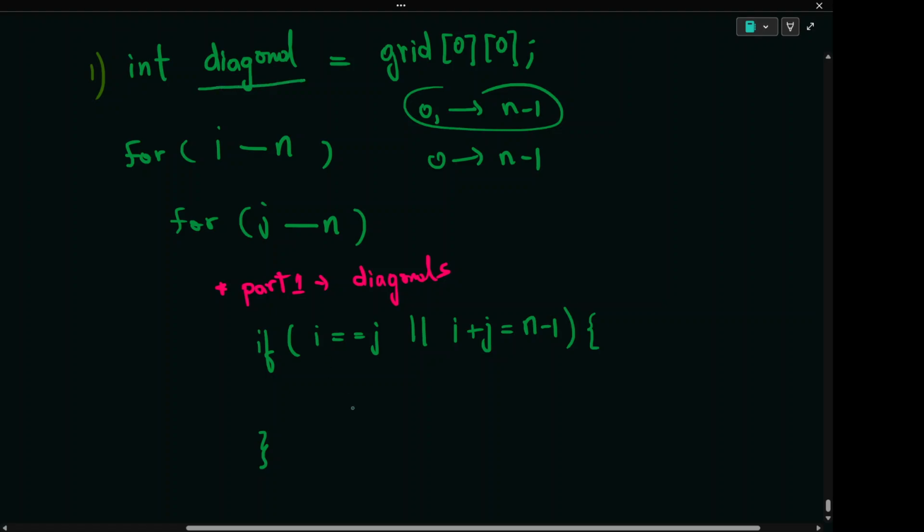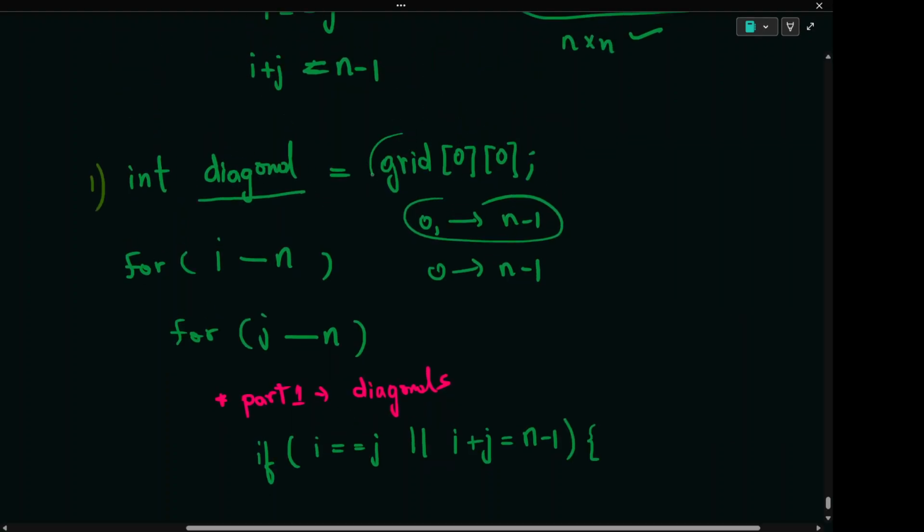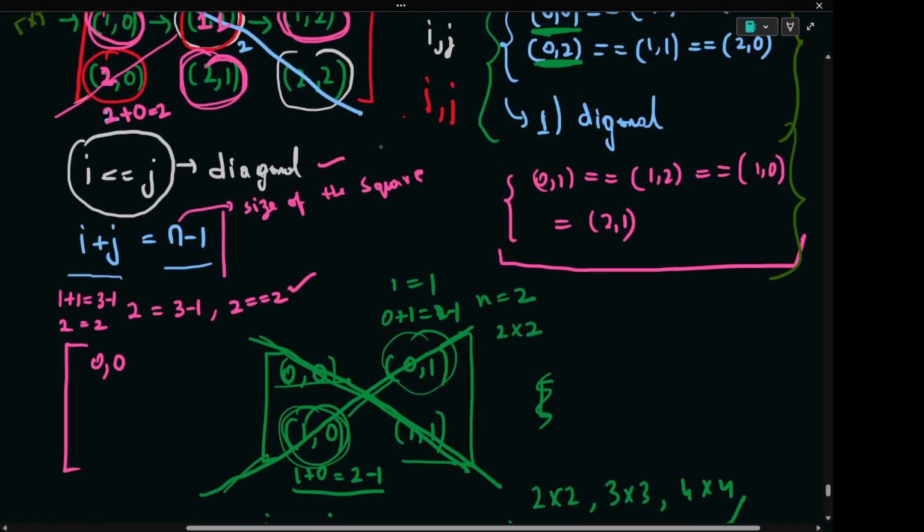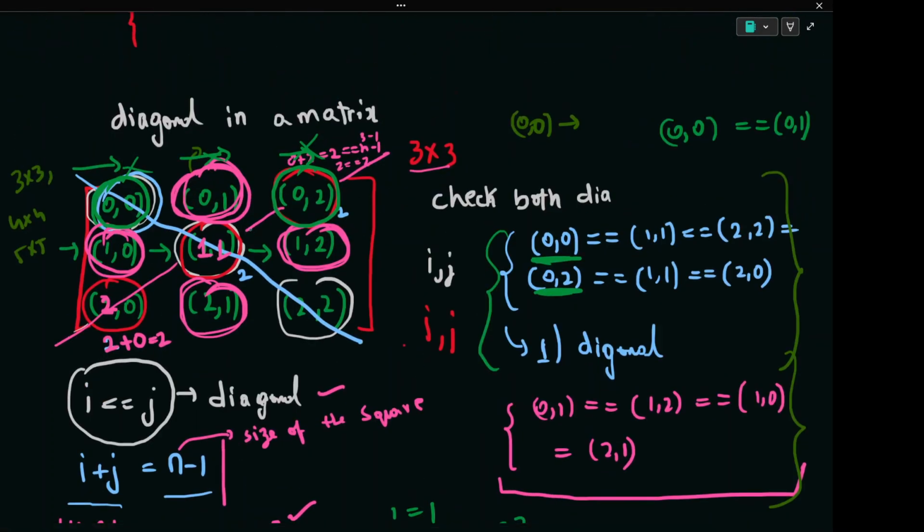So can I say that whenever I find a diagonal element, it should be equal to our variable diagonal? Is this part clear? What is diagonal? It is grid of 0, comma 0. So what I'm saying is, when we iterate through a grid, whenever we find some diagonal element, it should be equal to grid of 0, 0, because all the diagonal elements should be the same.